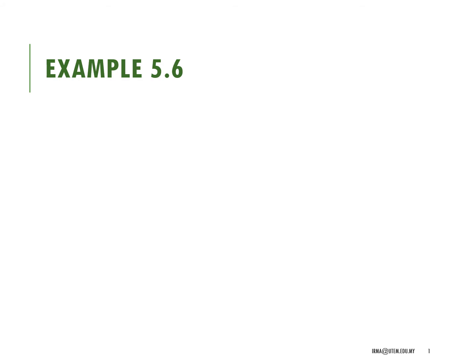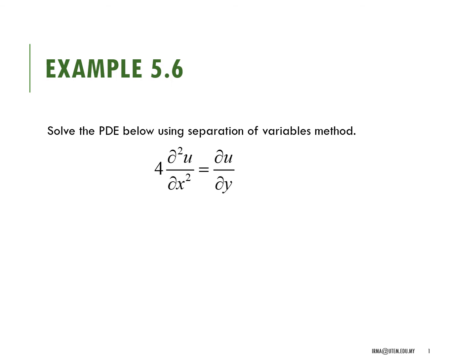Alright, so let's look at another example. Example 5.6. Solve the PDE below using the separation of variables method. So we have this PDE: 4 ∂²u/∂x² equal to ∂u/∂y. You can write this as 4u_xx equal to u_y.